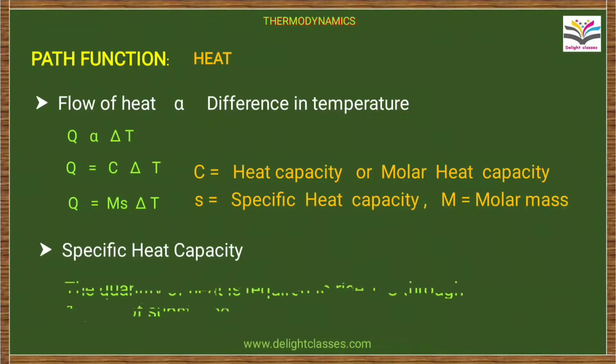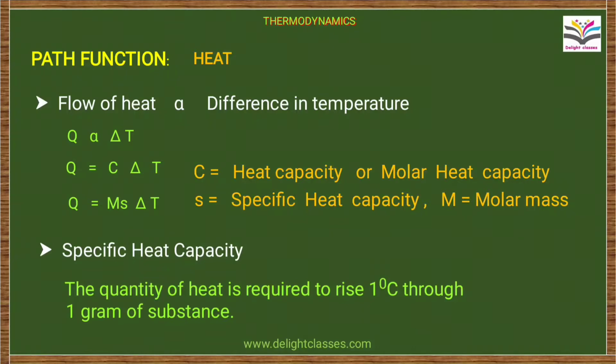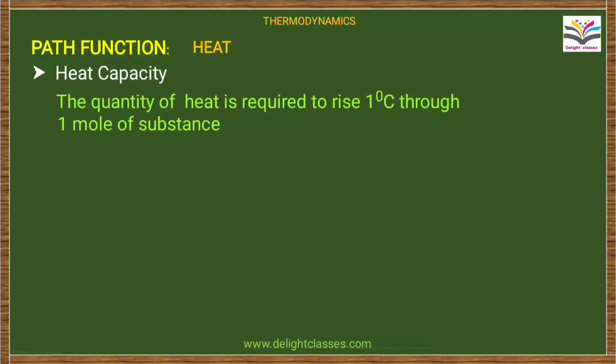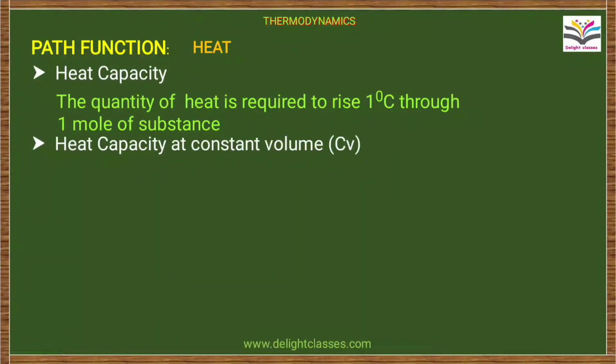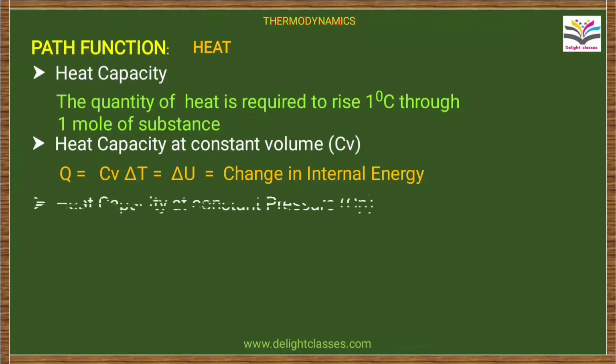Specific heat capacity. The quantity of heat required to raise 1 degree Celsius through 1 gram of substance. Heat capacity. The quantity of heat required to raise 1 degree Celsius through 1 mole of substance. Heat capacity at constant volume. Here Q is equal to Cv delta T is equal to delta U, change in internal energy.